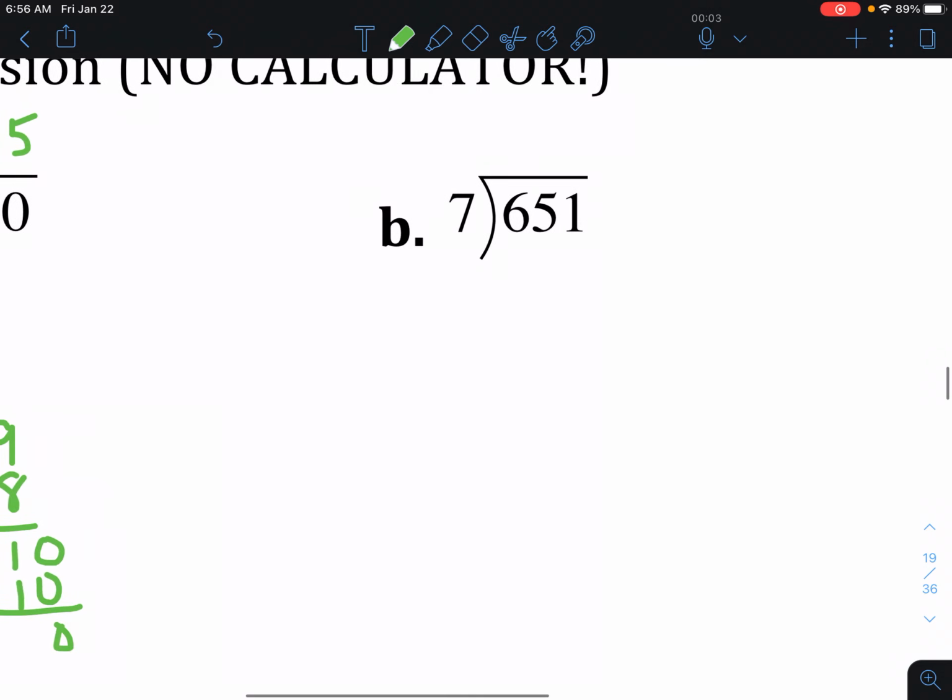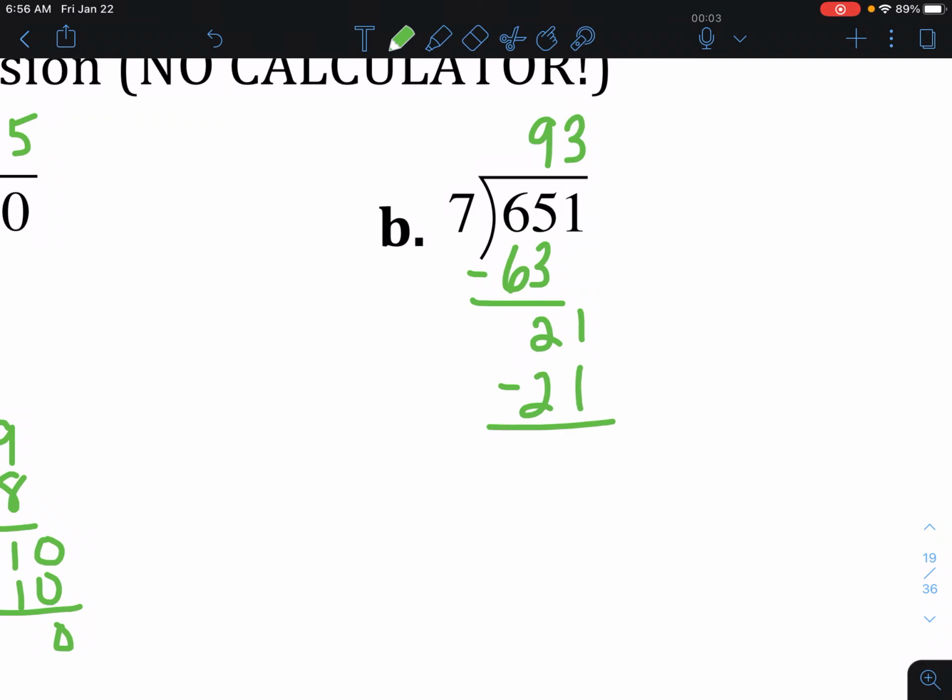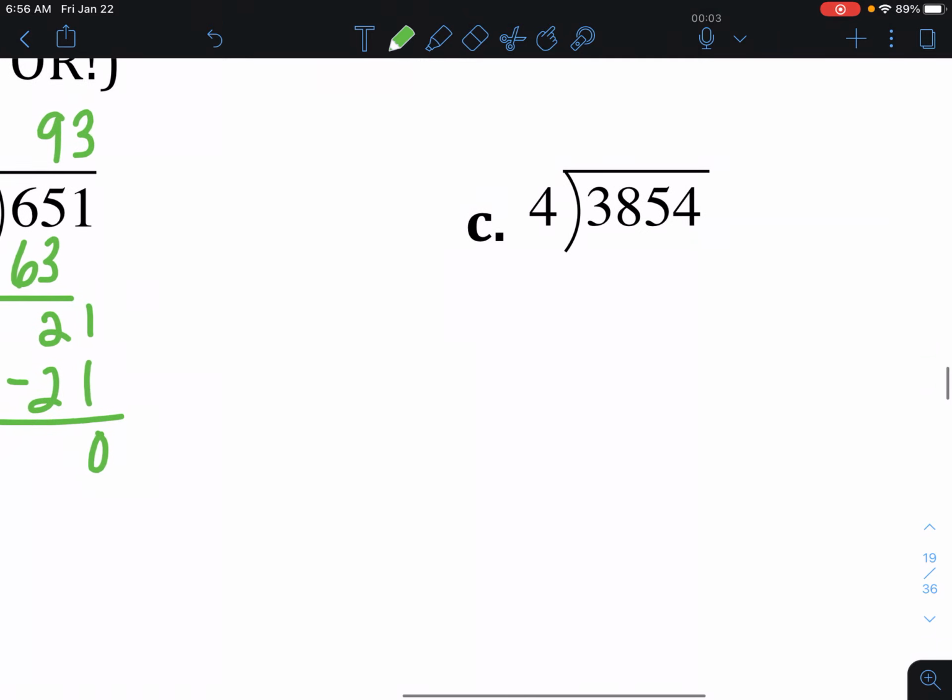Next, 7 doesn't go into 6, so we got to look at it as 7 into 65. It goes in 9 times to make 63 after we multiply. We subtract to bring down a 2, bring down the next digit to make 21. 21 divided by 7 is 3. Then 3 times 7 is 21. Subtract to get 0. So your answer is 93, no remainder again.